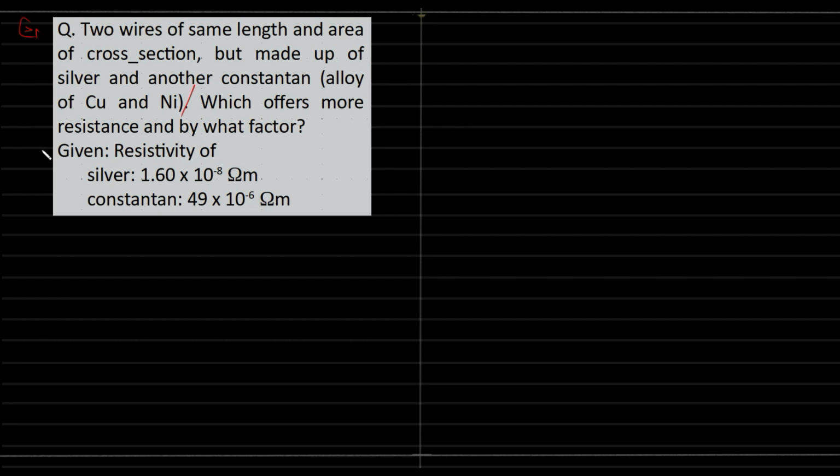So the resistivity of the silver and the constantan is given. So you just have to talk about the resistance. Which has more resistance? That is a simple question. By what factor? That's a bit of calculation. So please pause and try it.